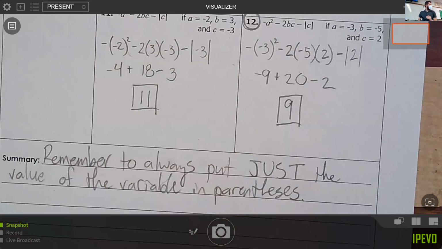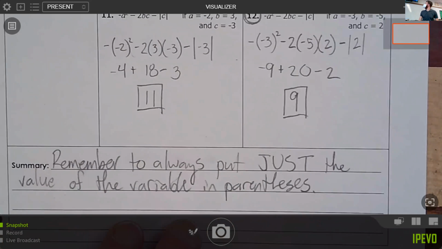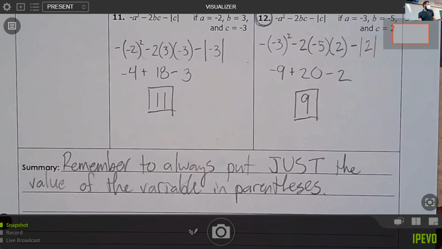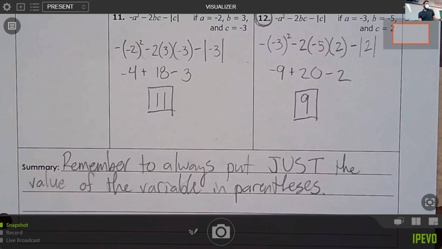That's your reminder. Always put just the value of the variable in parentheses, like on numbers 11 and 12, where if you have that negative out front, that negative a squared or the opposite of a squared, that negative does not go in the parentheses. Just the value of the variable goes in the parentheses. Okay. That's our little summary. It's just a reminder on some of the more specific things that need to be done here.